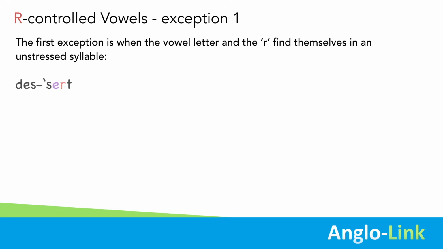For example, this word is dessert. The ER are in the stressed syllable and we get the sound dessert. But now look at this word. Now the E and R are in the unstressed syllable and we don't get the sound anymore. The pronunciation now is desert.